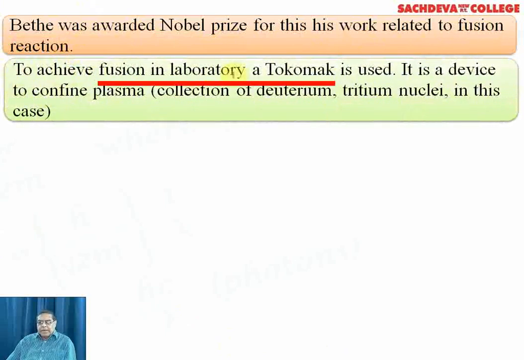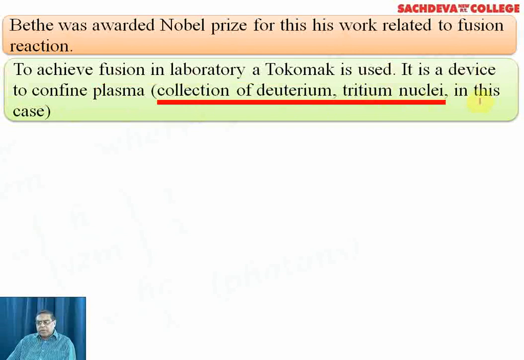To achieve fusion in the lab, a tokamak is used. It is a device to confine plasma, that is a collection of deuterium, tritium nuclei in this case. Well, more elaborately, plasma is the fourth state of matter. It is a highly ionized state of matter, net charge positive, deflected by electric and magnetic fields, and it is highly compressed. So in the photosphere, the plasma state is responsible for the formation of high temperature, 10^7 to 10^8 degrees centigrade. So this process is achieved in the lab in a tokamak.